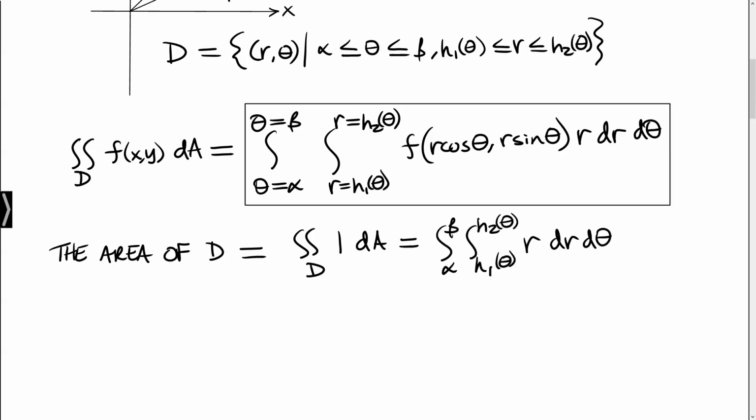And by the above formula, this is the integral from alpha to beta, integral from h1 of theta to h2 of theta of r dr d theta. Now the integral of r, of course, is r squared over 2. So we're going to evaluate r squared over 2 between h1 and h2.